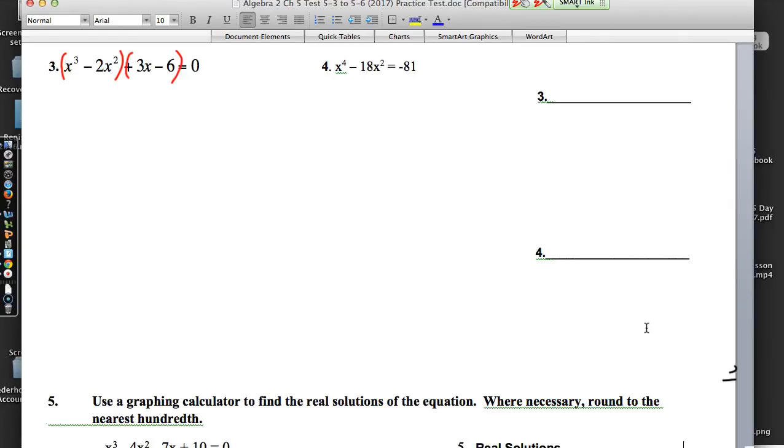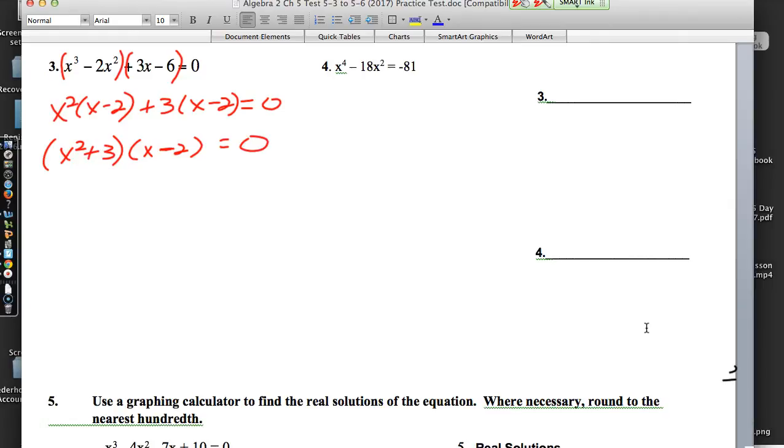What can we pull out of x cubed minus 2x squared? An x squared. How about 3x minus 6? 3. Ooh, that's good news. We did get the same thing. So it was there. We just couldn't see it. But really important is going to be what goes in the other one. What does go in the other one? x squared plus 3, exactly.